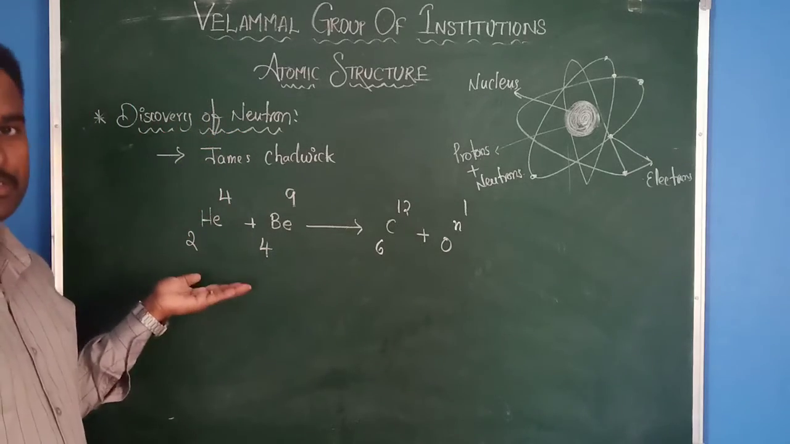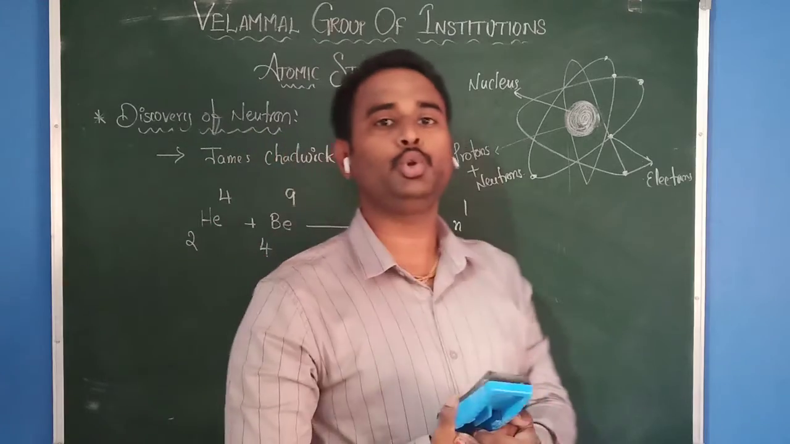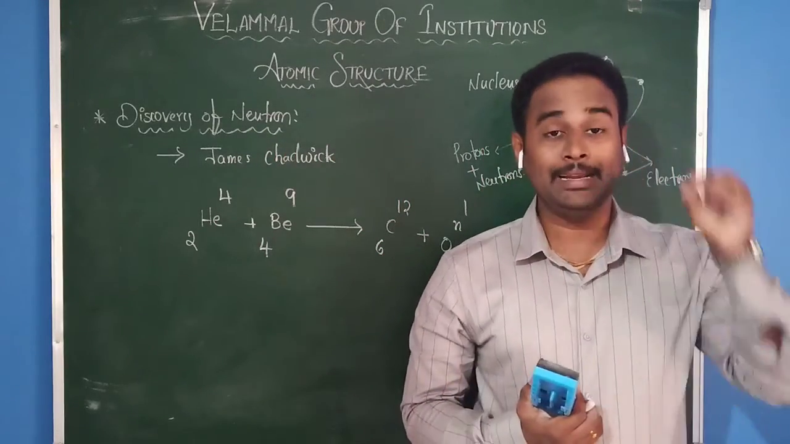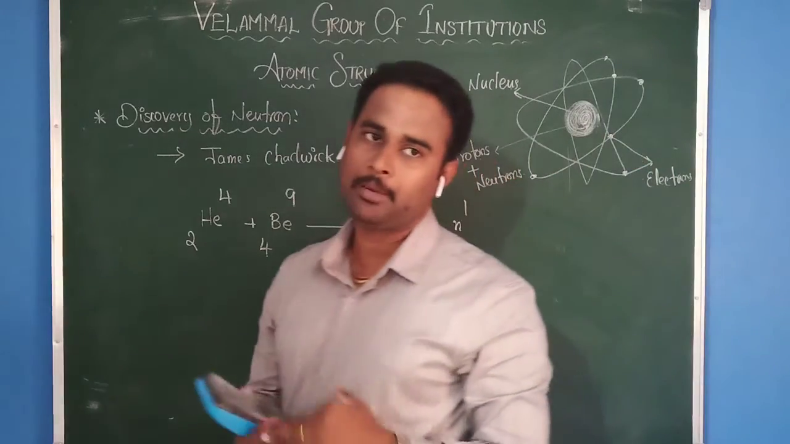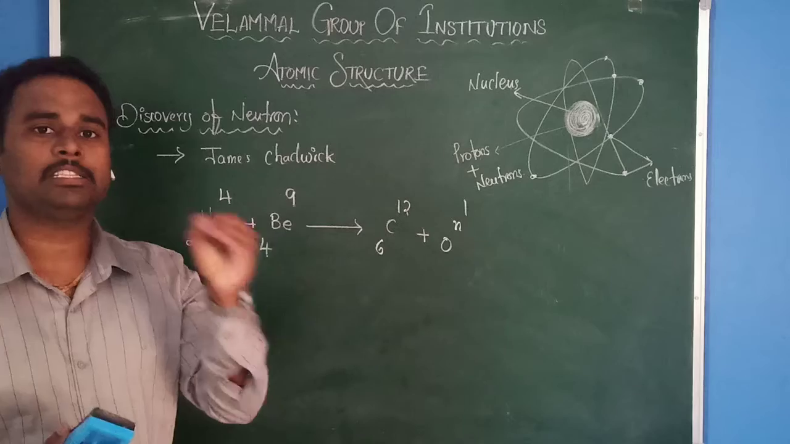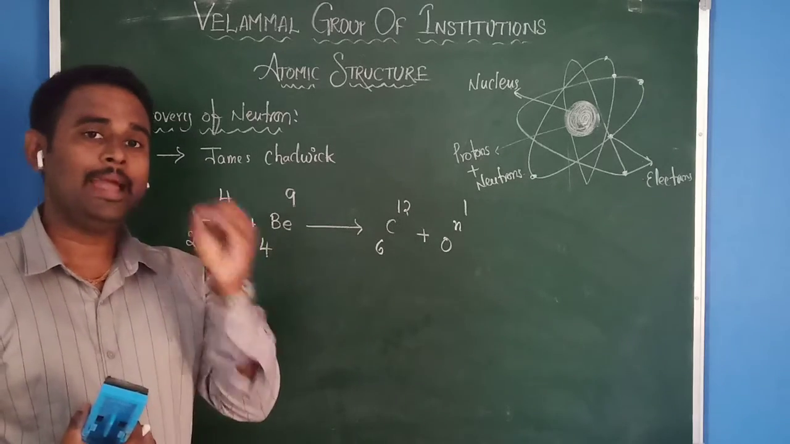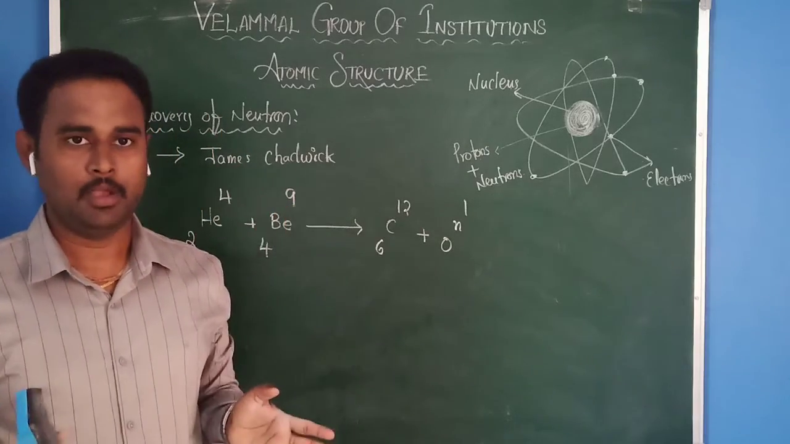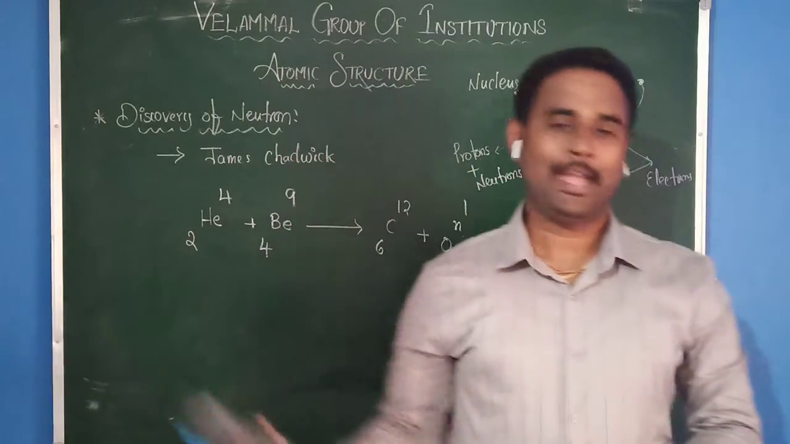After the discovery of the neutron, many scientists tried to explain the internal structure of the atom. These three important subatomic particles are present, but where are they present and how do they exist? Like that, many experiments were done by different scientists. Some of them failed, some of them succeeded in their experiments.